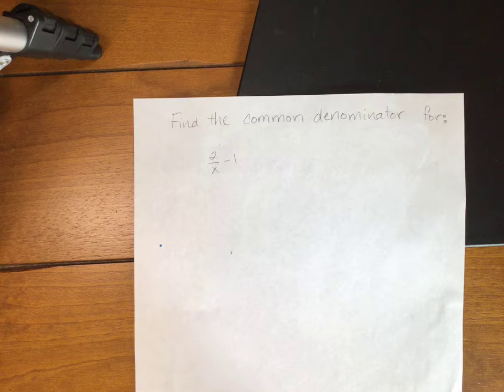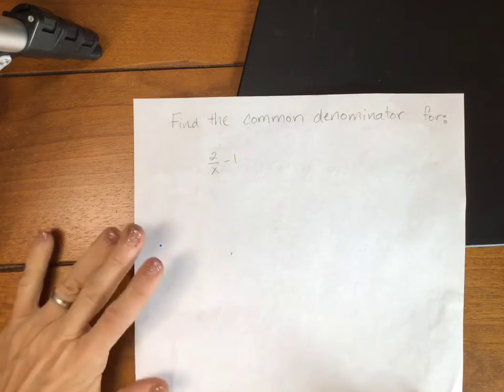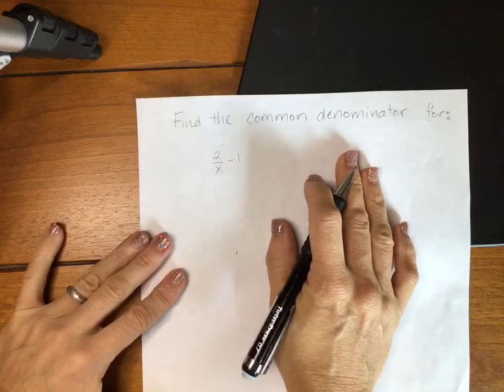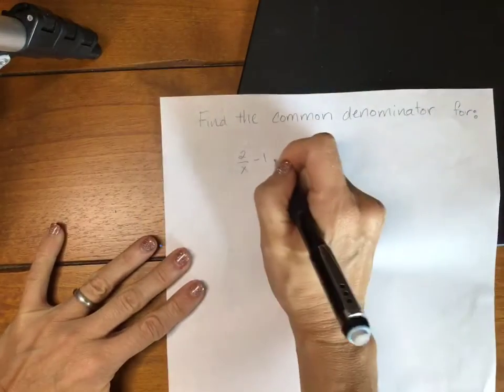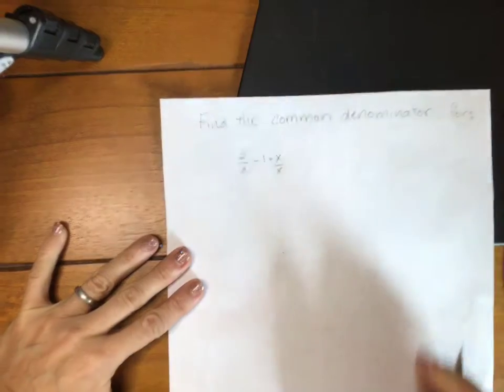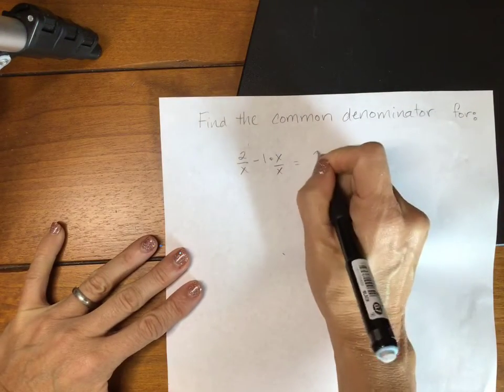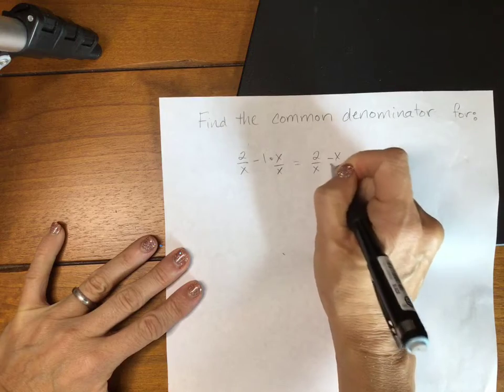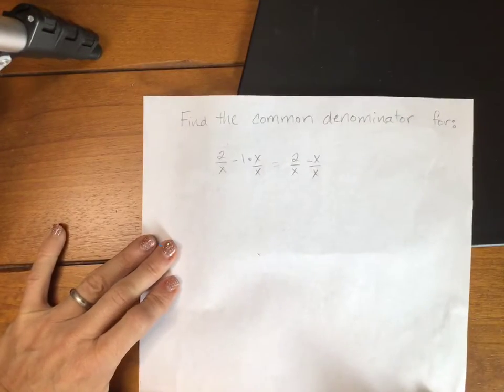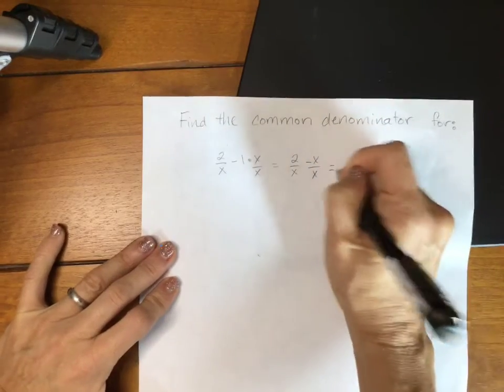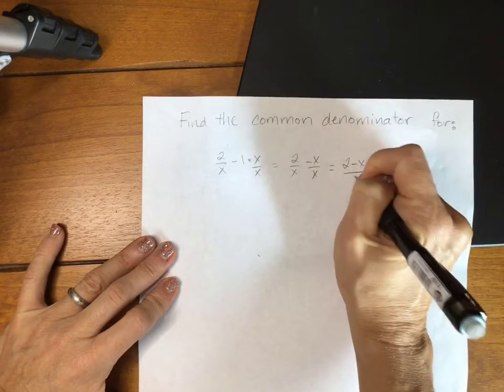All right, so we're going to be focusing on finding the composition of functions with rational functions. But first we need to practice finding the common denominator. So if you saw something like this, I can't combine the 2 over x and the negative x over 1 unless I find a common denominator. Well, my only denominator is x, so I'm going to multiply 1 by x over x, which gives me 2 over x minus x over x.